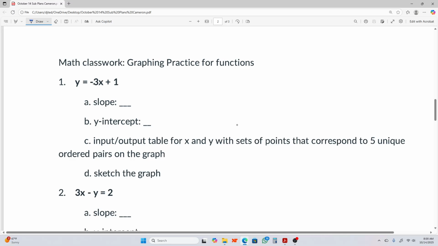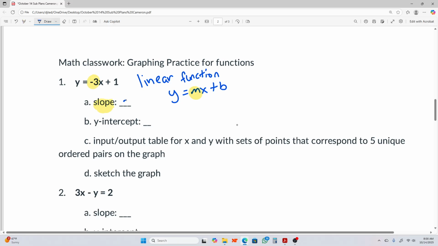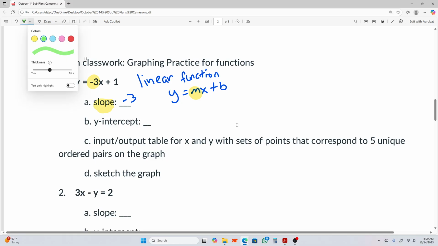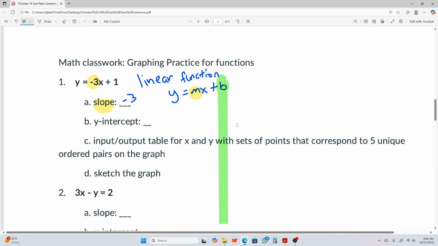So to do that, we look at this, we can see that we have a linear function in the form y equals mx plus b, where m is the slope. So the slope is negative 3. B is the y-intercept.